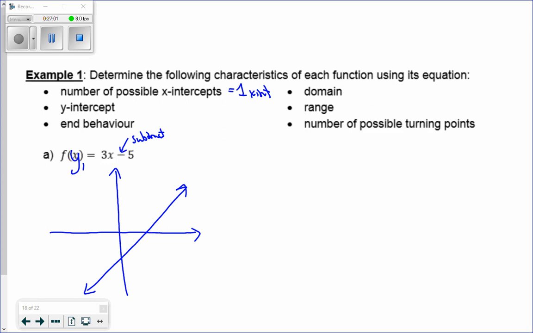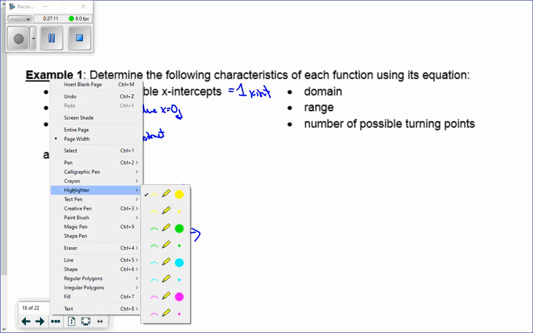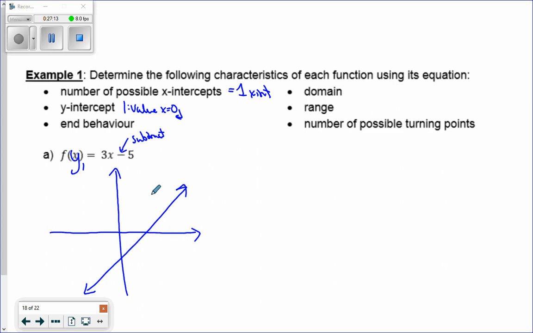Okay, so the y-intercept. So you can either go number 1 value, make x equal to 0, or you can look at what part of the equation? -5. It's just the constant term. You can also just look at the picture on your screen and see that it goes through -5. Okay, if you've got good enough eyes.